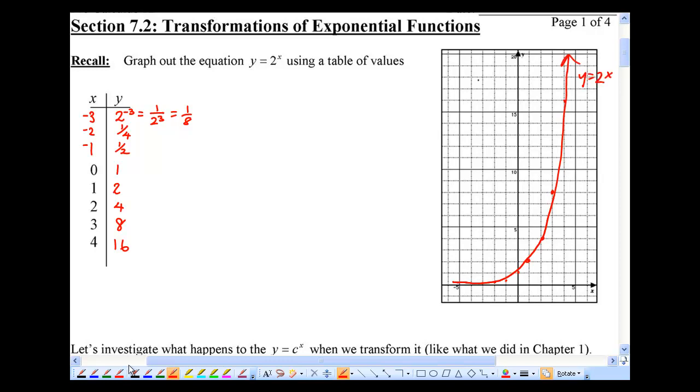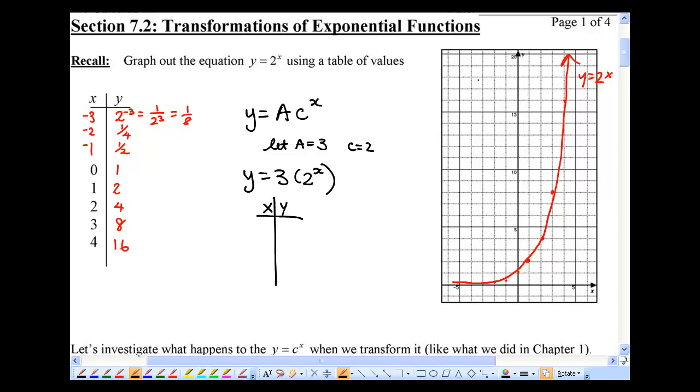Now, remember last day we used this kind of formula quite a bit: a c to the power x. For example, if I made a number, let's say it's 3, and the c value is still 2, we now have 3 times 2 to the power x. You don't need to do this in your notes, but I wanted to show you. If I made a table of values, starting at 0, you'll notice this is 3 now instead of 1. Then this would be 6, and 2 squared is 4, and 4 times 3 is 12.